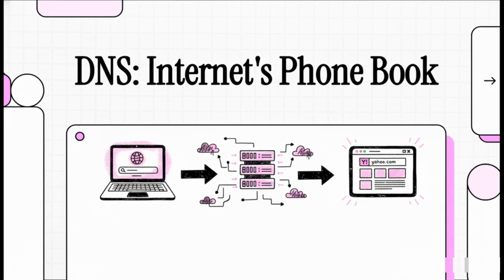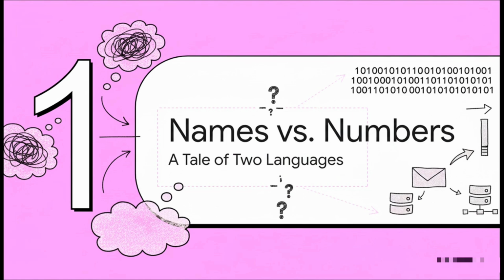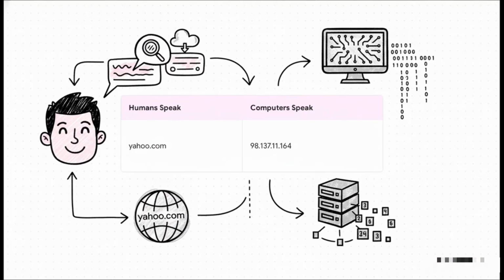Well, to figure that out, we have to start with a fundamental language barrier. To really get what's happening, you have to understand this one core problem. Humans and computers speak two totally different languages. You see, we're all about names. Yahoo.com, super easy for us to remember. But computers on a network? Nope. They couldn't care less about names. They identify each other with a string of numbers called an IP address. For them, it's all about numbers, not words.